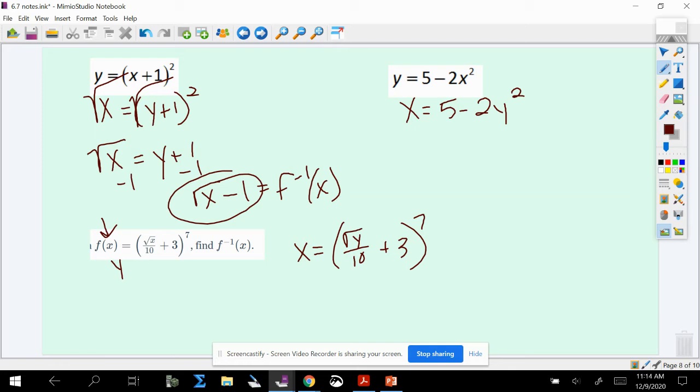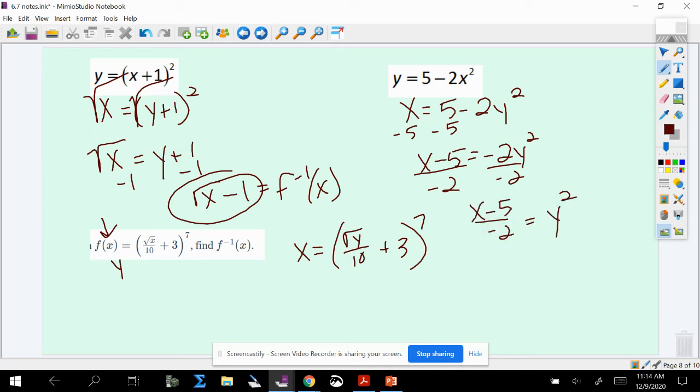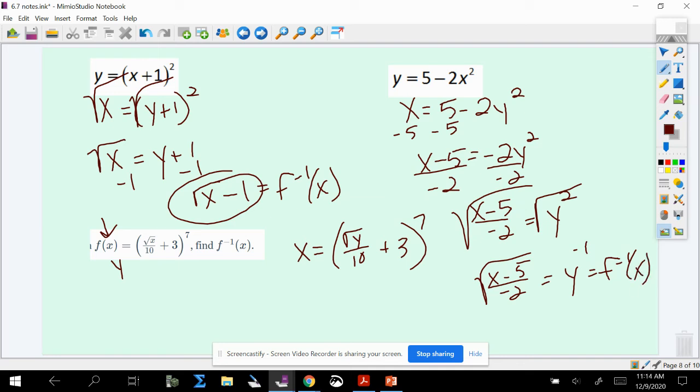Next one's a little bit more work. We need to get y by itself. So first I'm going to subtract 5. So x minus 5 equals negative 2y squared. Divide by negative 2. You can do it all at once, or you can do it individually. And then finally, to get rid of a square, I'm going to square root both sides. So you have kind of a big fraction underneath there. Equals the inverse, or you can write it like this, of my function.